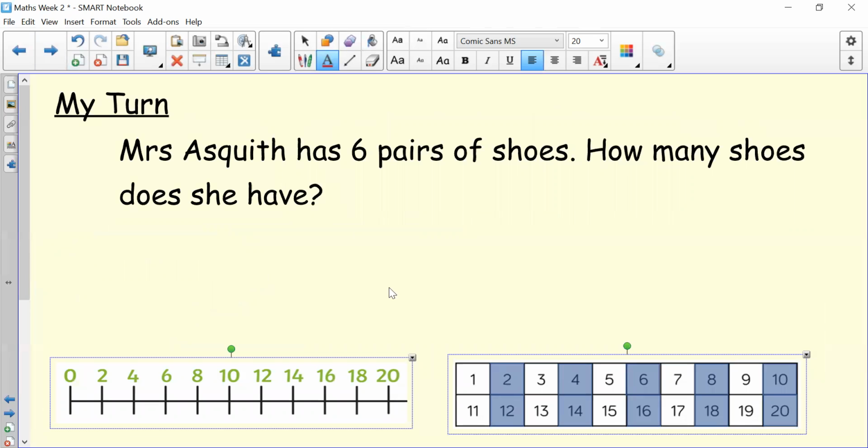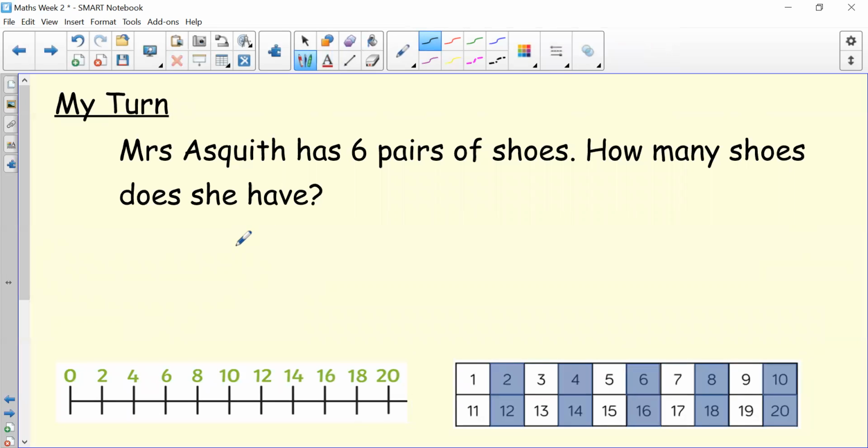Right, Mrs. Asquith has 6 pairs of shoes. How many shoes does she have? Now, is the answer going to be 6? Does she have 6 shoes? No, she doesn't. She has 6 pairs of shoes. So how can we represent those 6 pairs of shoes? We could get some objects, couldn't we? Absolutely, to represent those pairs. Or we could draw a picture. So I'm going to try drawing a picture to represent Mrs. Asquith's pairs of shoes. So there is 1 pair.